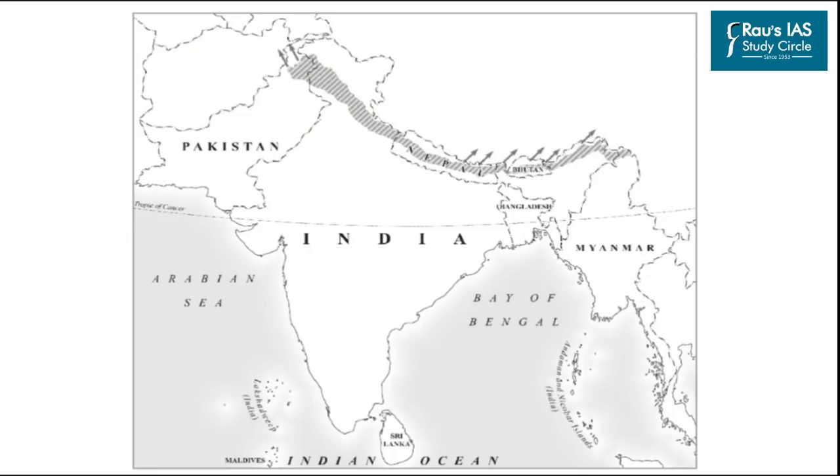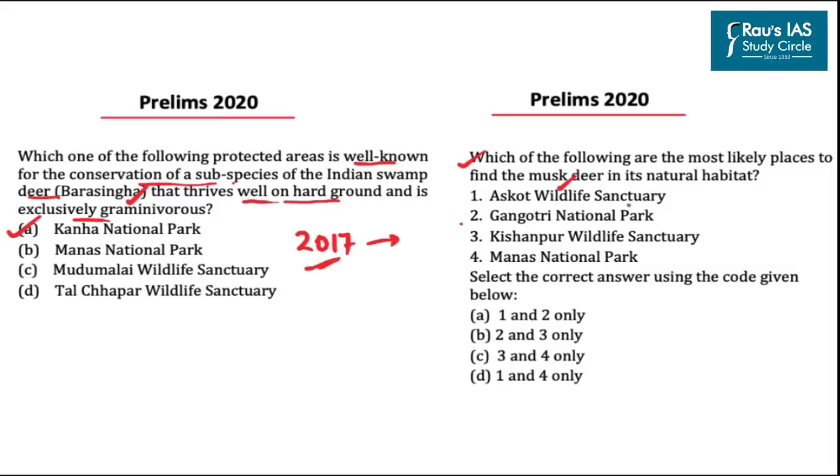Musk deer are found in high altitude ecosystems in colder part of Himalayas, but the problem is we might know the location of Gangotri National Park or Manas National Park. After all, they are national parks. But we are not expected to memorize the location of wildlife sanctuaries like Ascot Wildlife Sanctuary, Kishanpur Wildlife Sanctuary. And so this became a very difficult question.